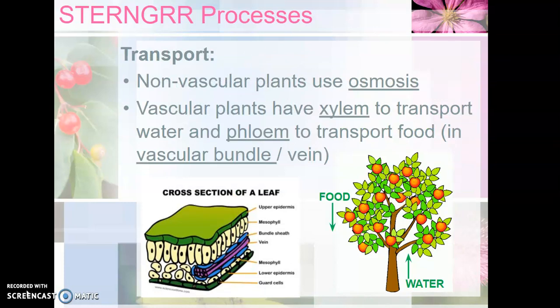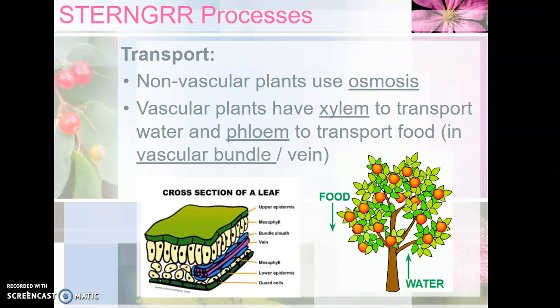Transport is next. As we just looked at a moment ago, non-vascular plants, the little ones like moss, take in water by osmosis. They have to stay small, but vascular plants have those tubes and vessels to transport water and food. The tube for water is called the xylem, and the tube for food is called the phloem. So that's easy to remember. Phloem and food start with the same sound.